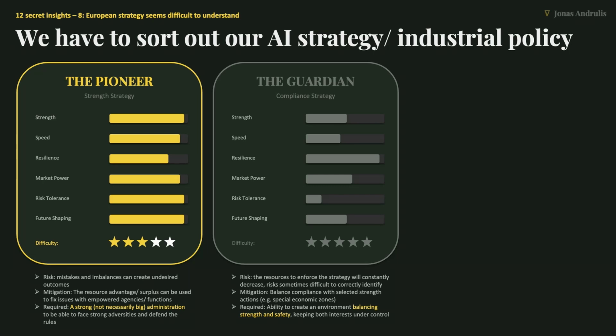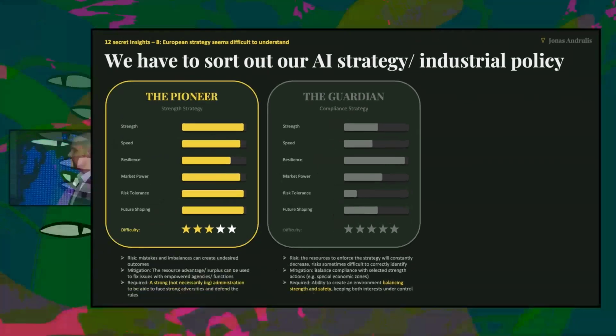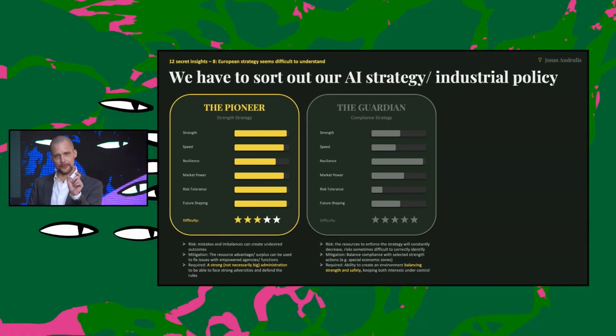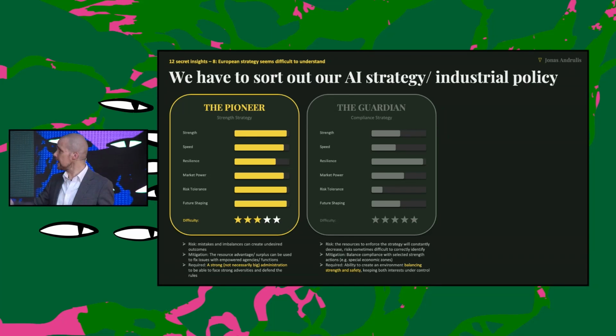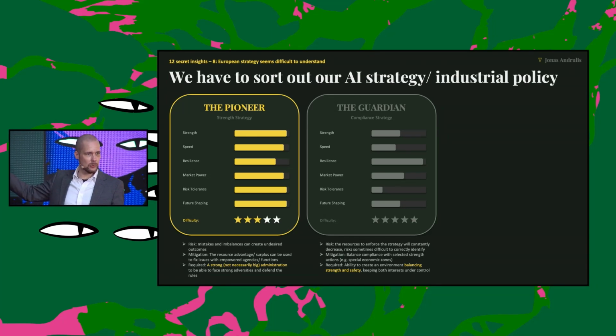Because if you're over-leveraged, if you're exposing yourself, things can go wrong. You can also try the Guardian strategy: resiliency first, safety first. But you cannot do this without selected fields where you want to be strong, because if you do that without being strong, then the resources to enact your Guardian strategy will dwindle.